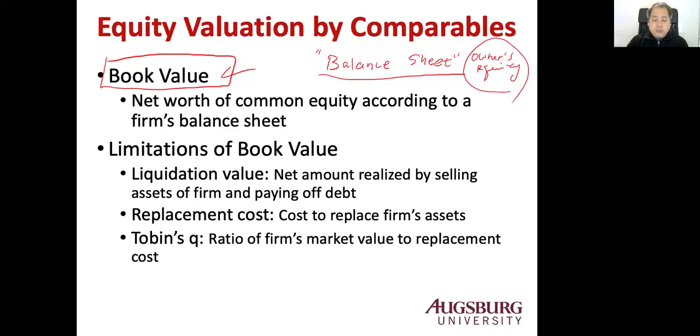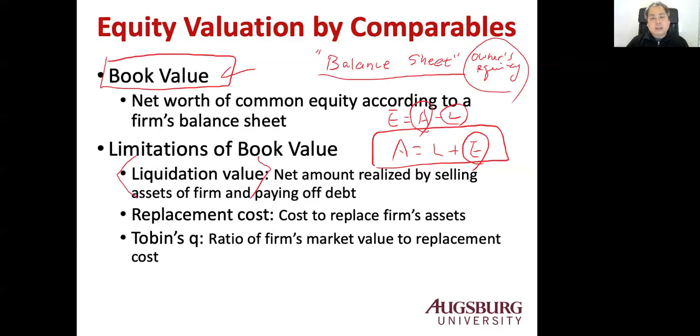The so-called liquidation value. Suppose the identity rule, which is asset equals liability plus equity, holds. Then instead of getting the equity value from the balance sheet, let's say equity equals asset minus liability. If you get the value of the asset correctly, and the liability is the liability, then you subtract the liability, and we can get the liquidation value.